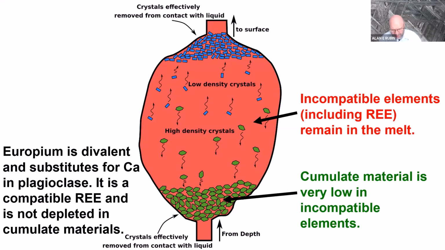Let's look at rare earth elements. Rare earth elements are incompatible. They do not easily enter the crystal. The incompatible elements remain in the melt, these including the REEs, the rare earth elements. And so the cumulate material, like here at the bottom, is very low in incompatible elements. The incompatible elements remain in the liquid. These materials sink to the center. And so the material here in this cumulate layer will be very low in incompatible elements, very low in rare earths. The exception is europium.